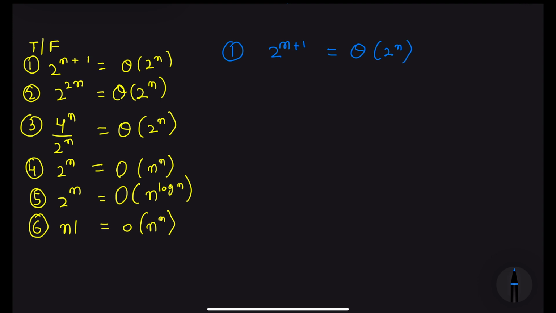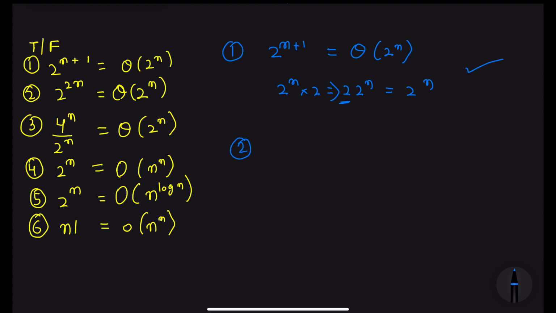We can write 2 raised to the power n plus 1 as 2 raised to the power n into 2, which will become 2 into 2 raised to the power n. When we compare it with 2 raised to the power n, there is only a constant difference. So this statement is correct. It is theta.